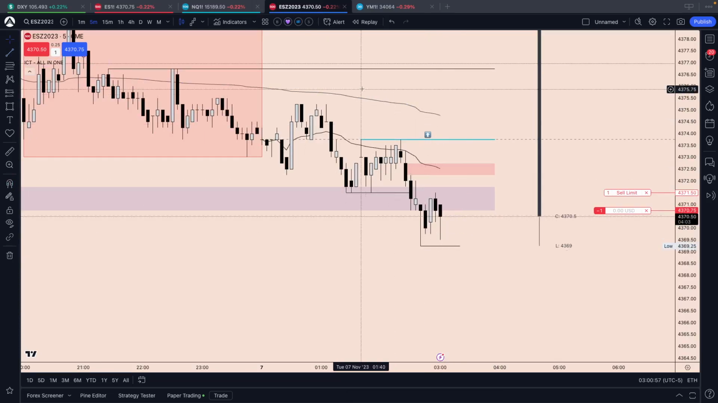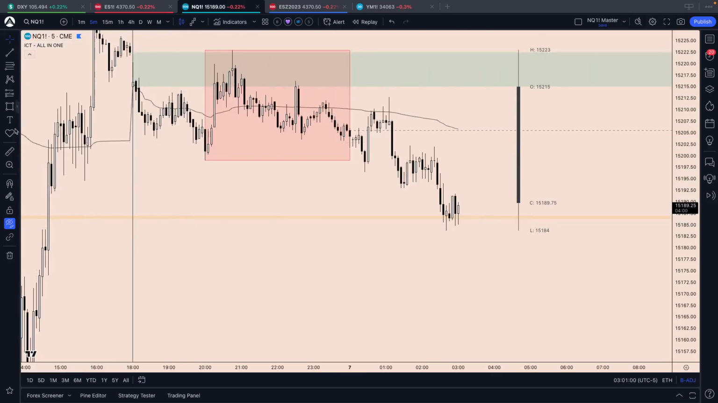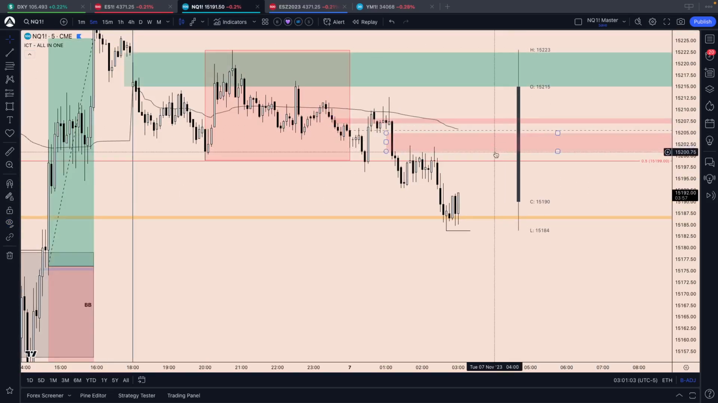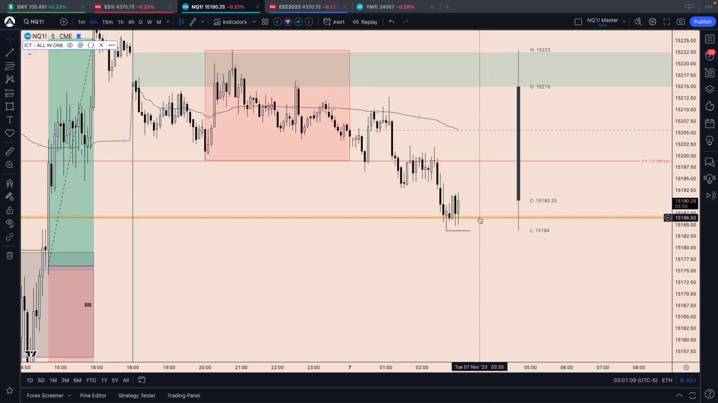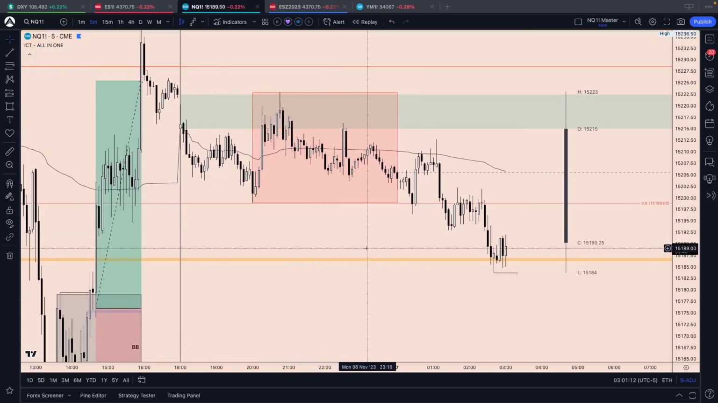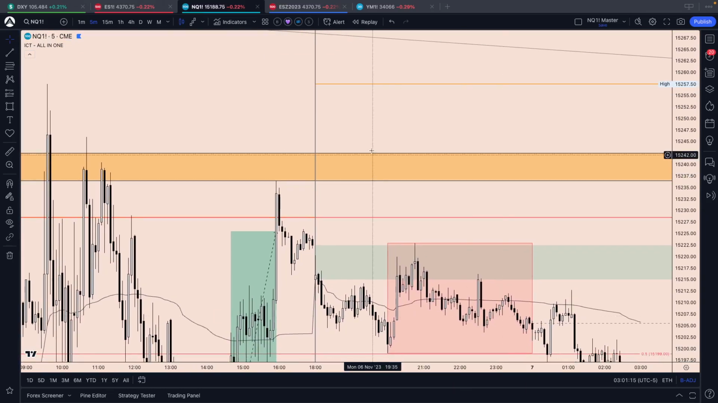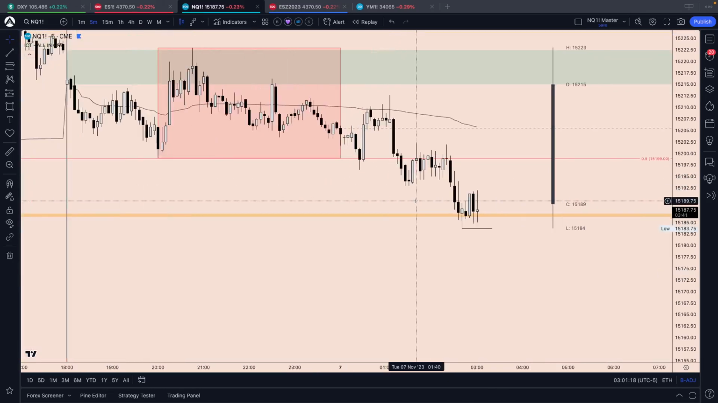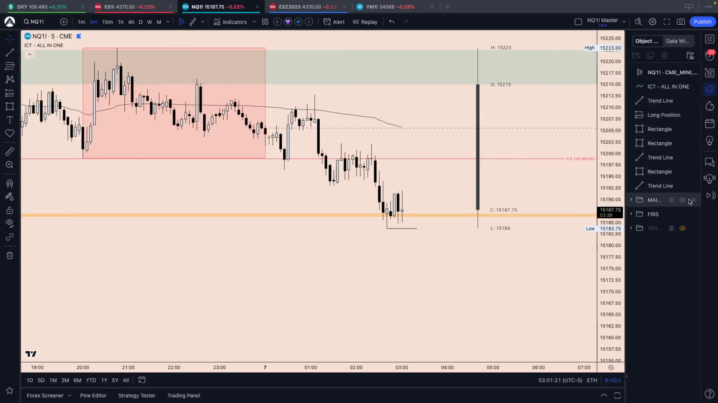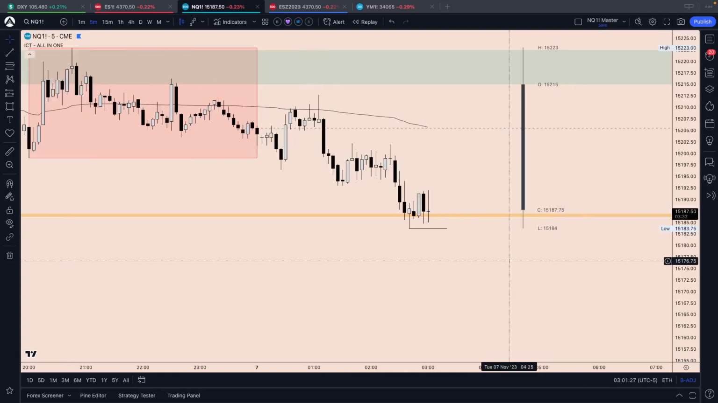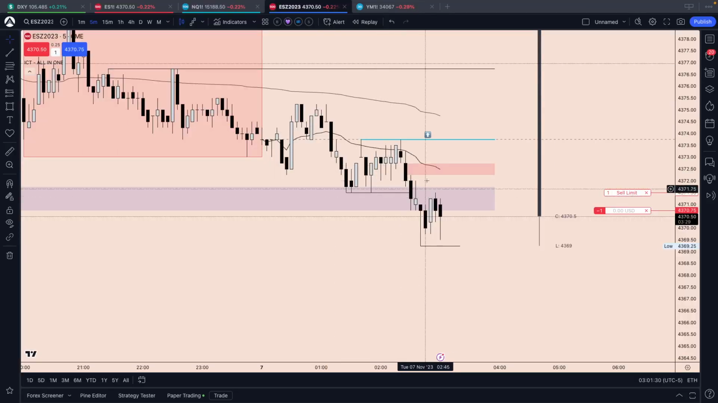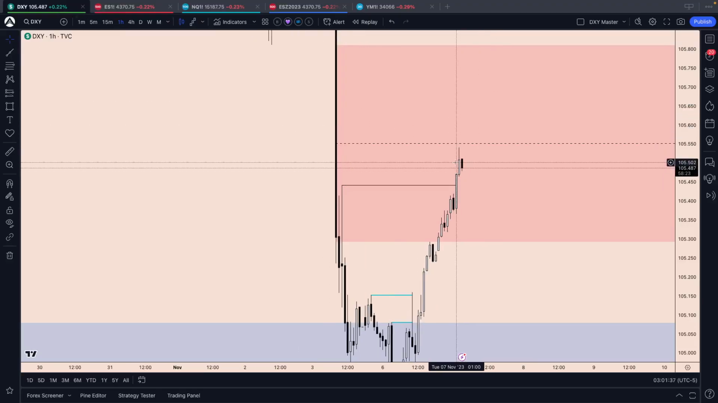Let's see if we can maybe get some potential SMT divergence. Therefore, we're watching. Previous week's high, previous day's high coming in up here. That's not working now. Let's hide the major FVGs. Take a look at the DXY. The DXY started to reject. That's what we would like to see.